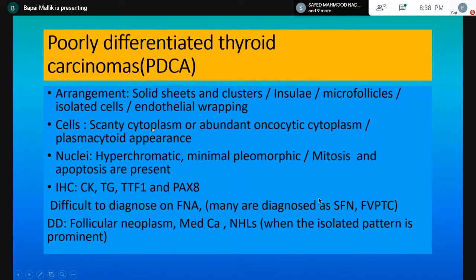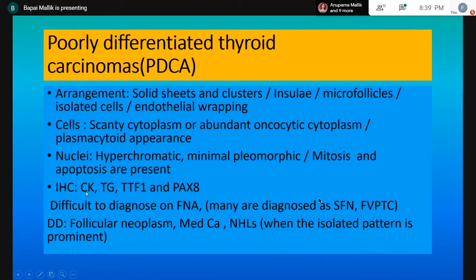Cells have very scanty cytoplasm as compared to the usual variant of papillary thyroid carcinoma, but sometimes they may have abundant oncocytic cytoplasm, in which case I think it will be almost impossible to call it as such, very difficult, unless you are looking at things like mitosis and apoptosis, which are typically present. Nuclei are hyperchromatic, not the pale chromatin, minimally pleomorphic.